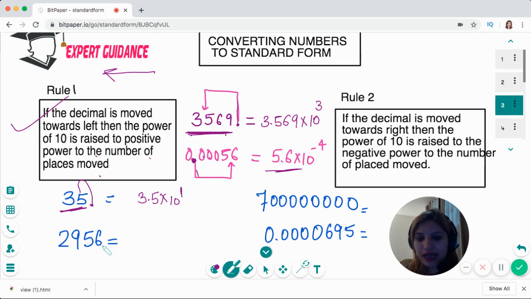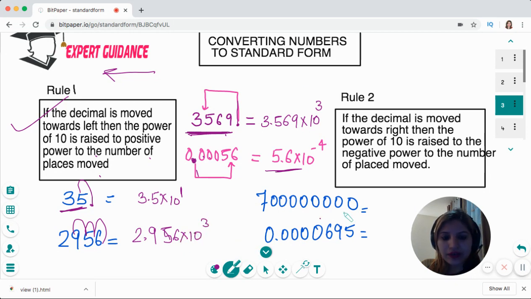Now this number, again, the decimal is at the end. We'll move it 1, 2, 3 places to put that into standard form. So it is 2.956 times 10 to the power 3. Okay, now let's see here. Here the decimal is here. So we'll move it 1, 2, 3, 4, 5, 6, 7, 8 places. So it will be 7 times 10 to the power 8.